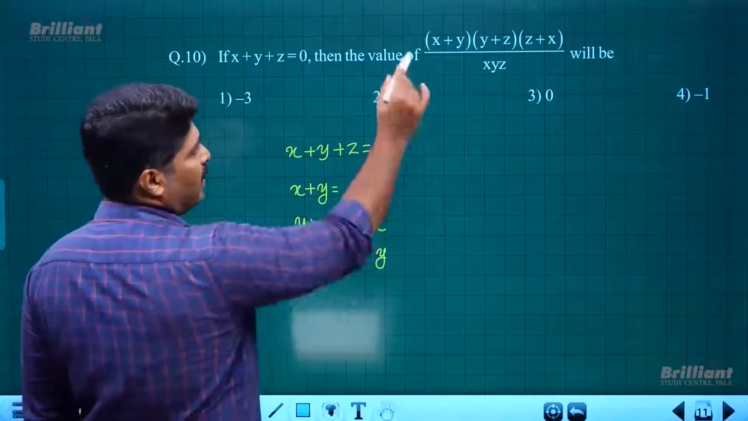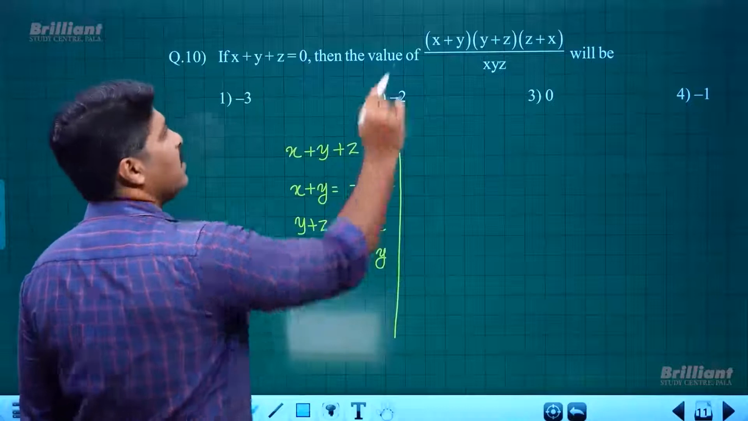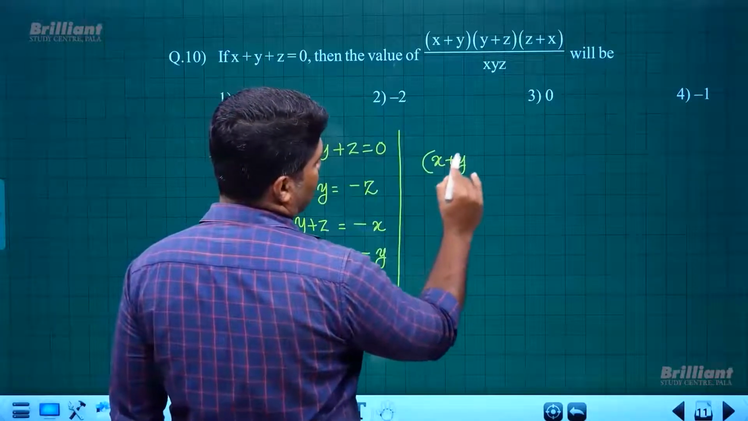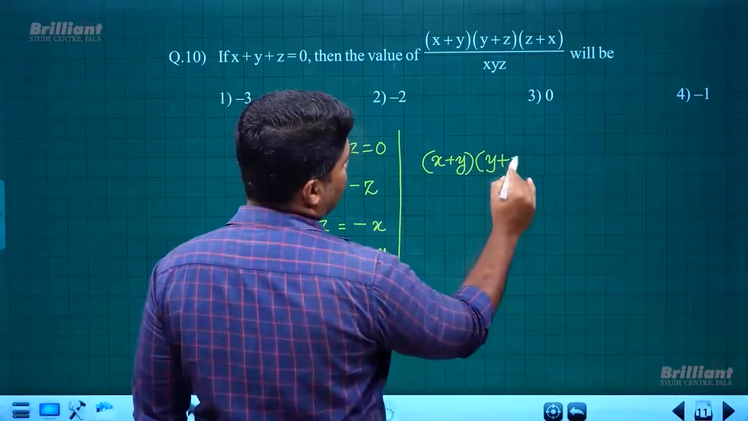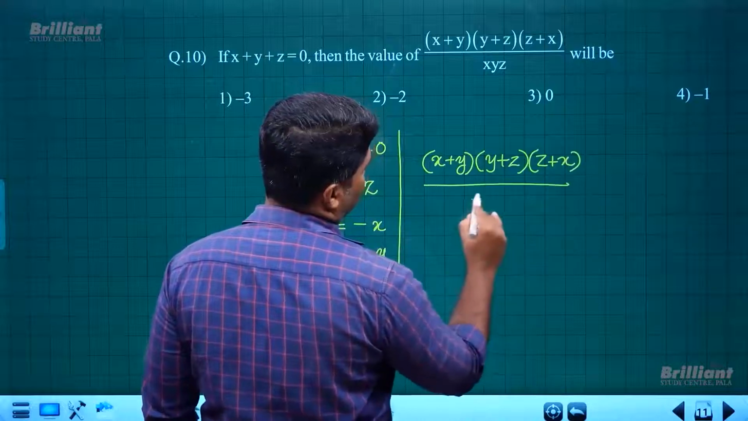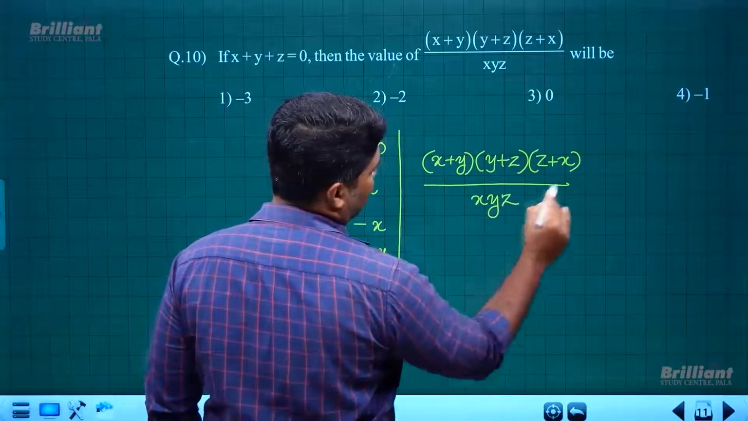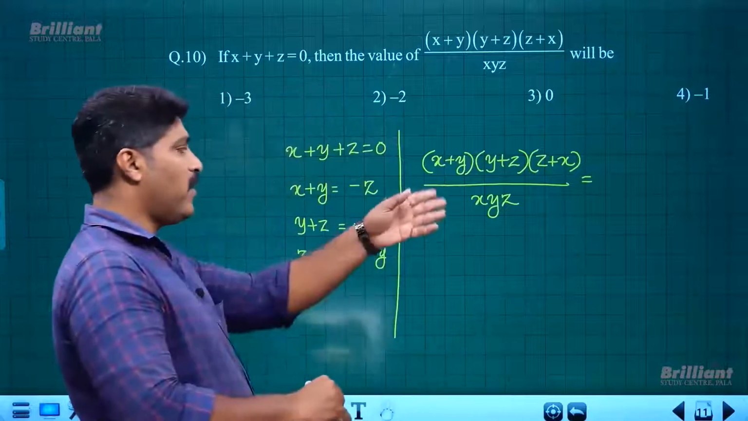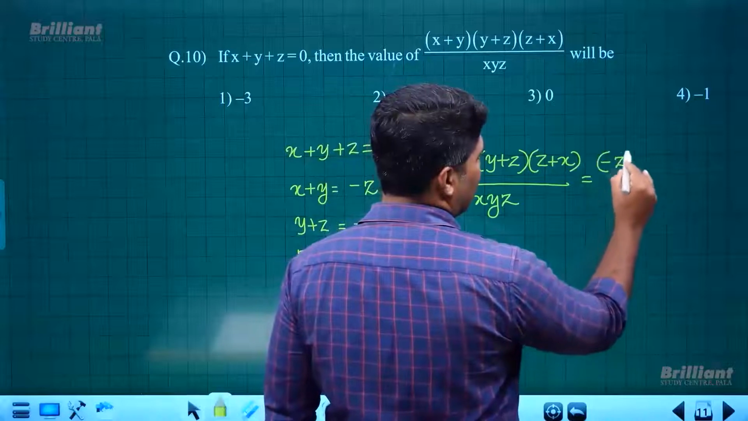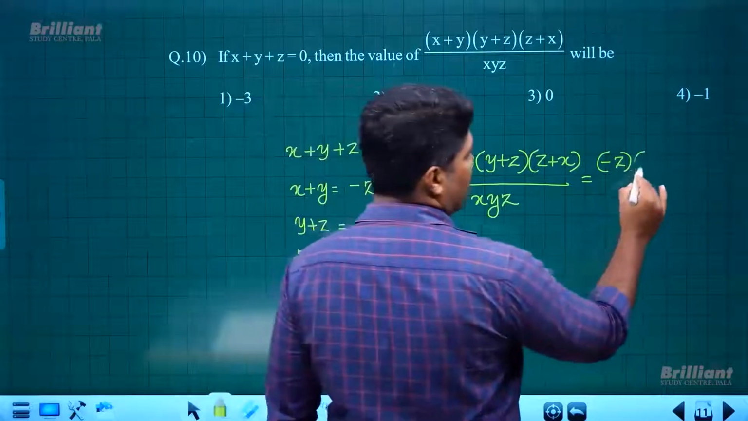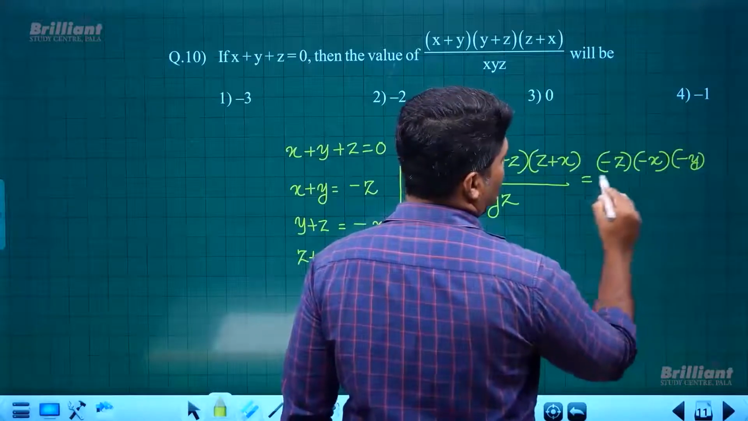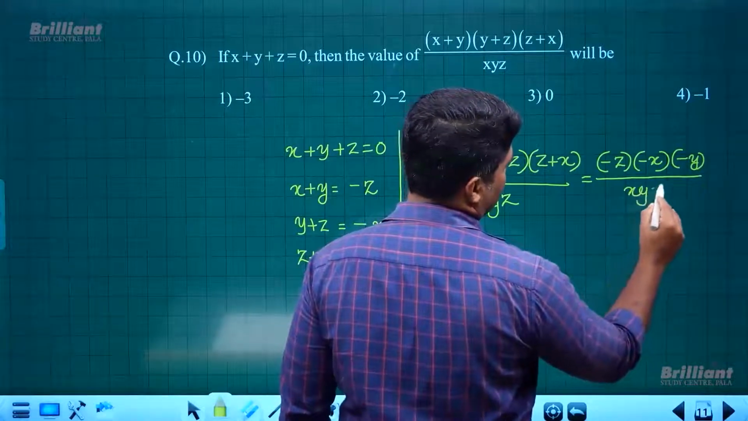Then we apply these values to the given expression. Here it is given x plus y into y plus z into z plus x whole divided by xyz. We already found that x plus y is equal to minus z. This is minus z into, what is y plus z? That is minus x. And z plus x is minus y, whole divided by xyz.